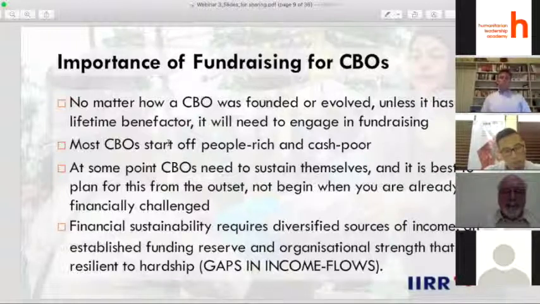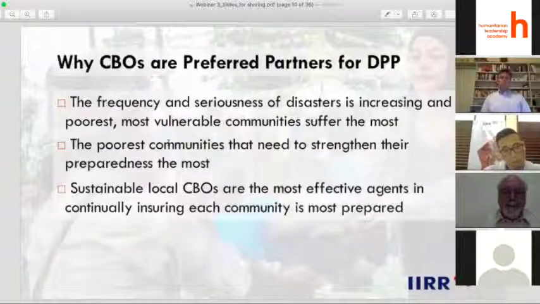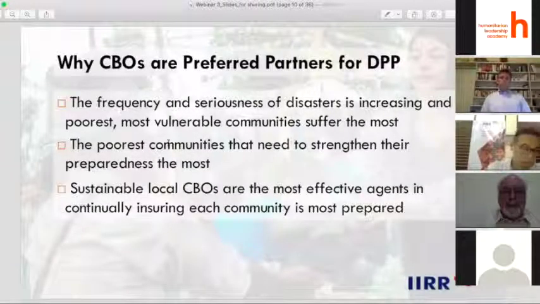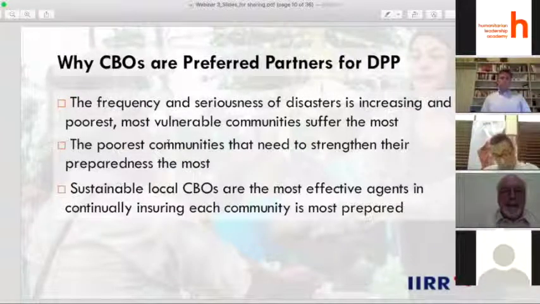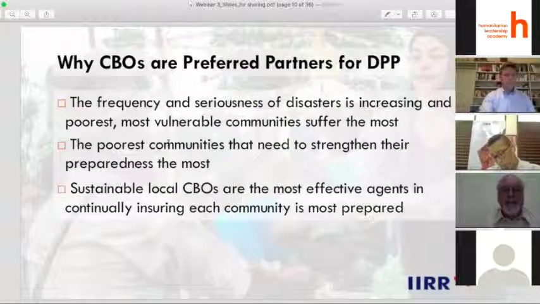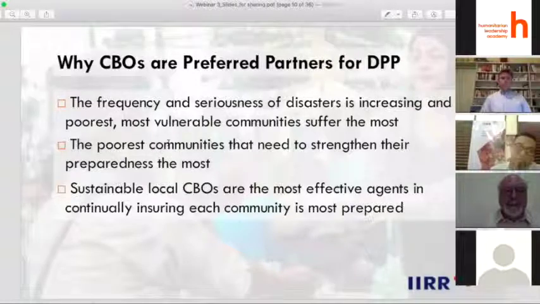The third aspect of financial sustainability, I think, is organizational strength itself. And I'll return to that a little bit later. Now, why CBOs in the field of disaster preparedness? Why are they preferred partners? And why is there now so much concern that we enable CBOs to become stronger and more sustainable?